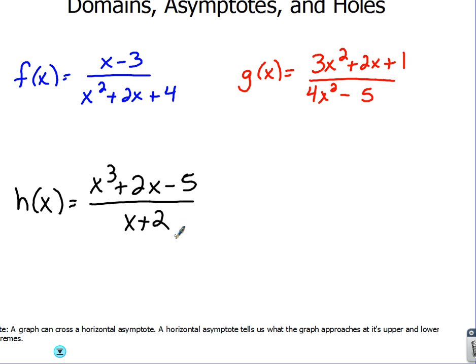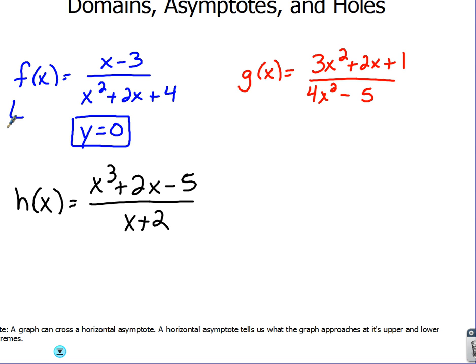In the first scenario, the degree of the top is 1. Y'all remember how to find degree? Degree is the highest power of x. In this case, the degree is 1. In this case, the degree is 2. If the degree of the top is smaller than the degree of the bottom, you will have a horizontal asymptote at y equals 0. Need to know these. The degree of the top is greater. I guess you could put greater and less. No, I got that backwards.